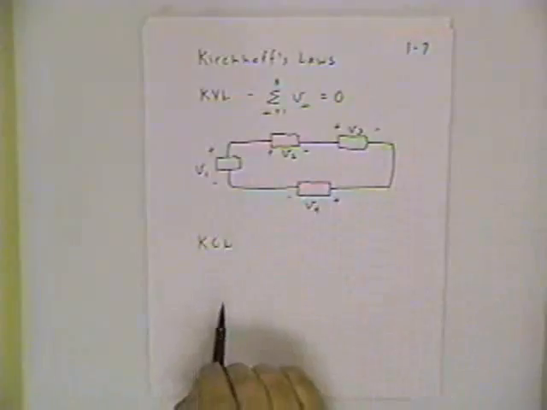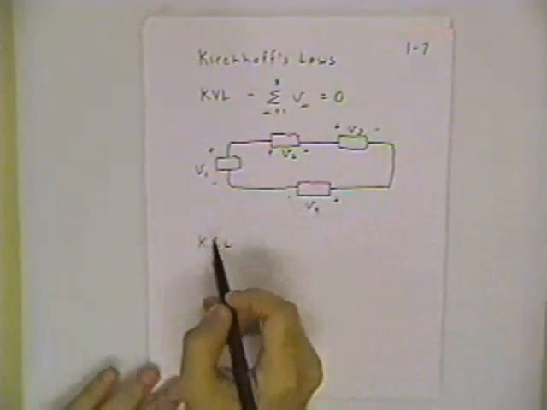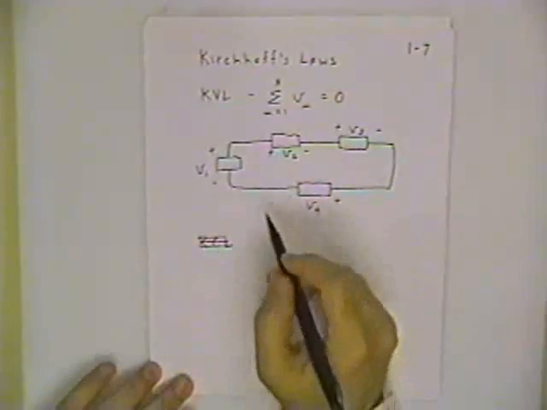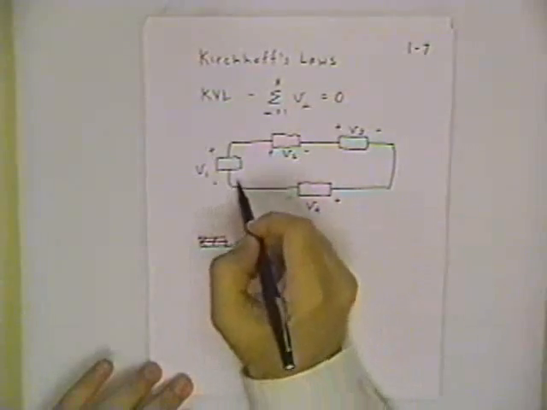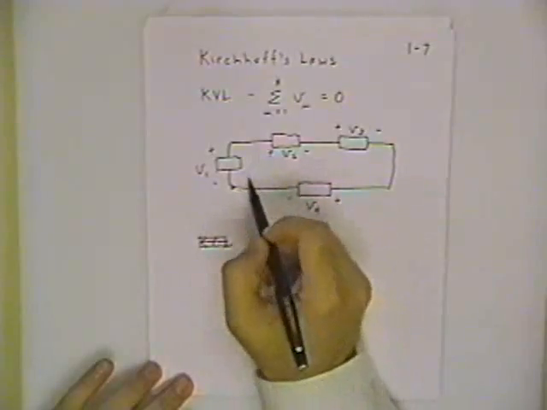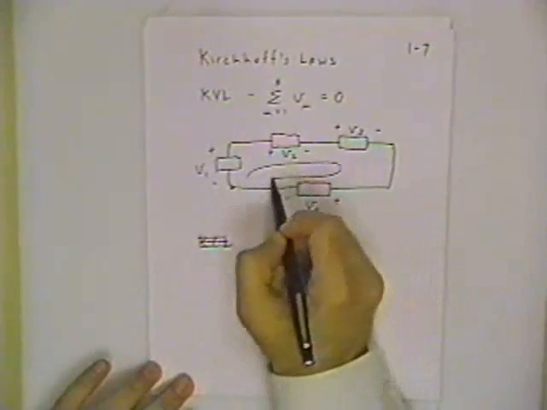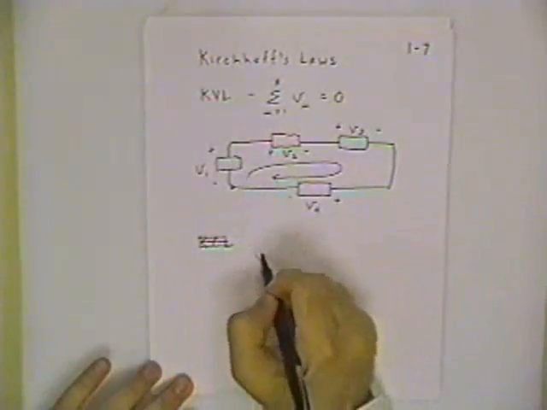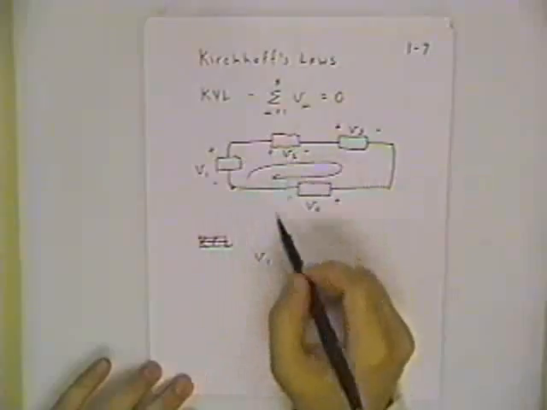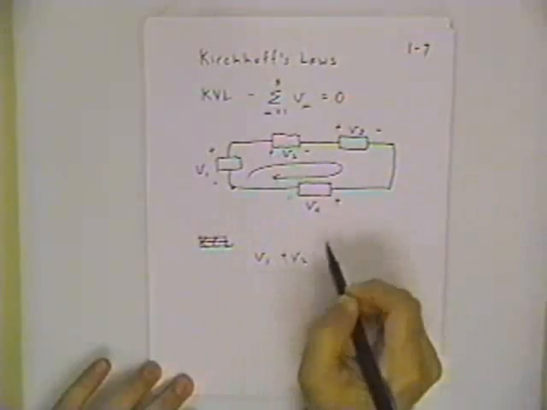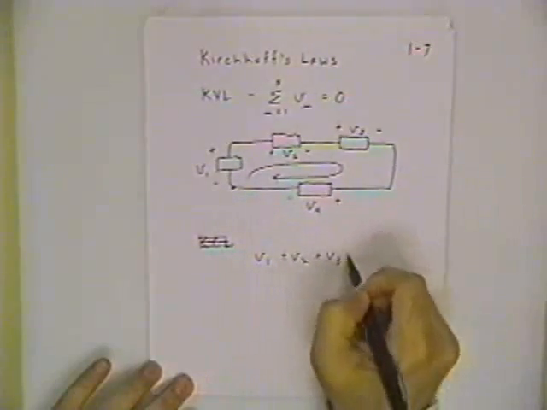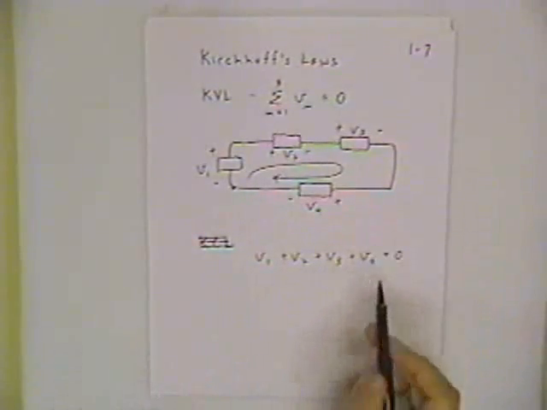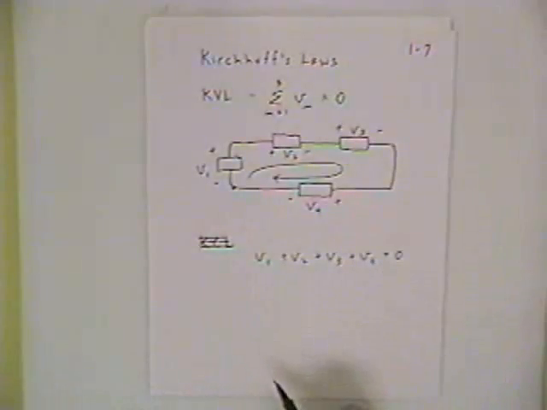And there's an alternate way. There are actually two ways. In fact, I'll continue with the current law on the next sheet. Need more room for this. One way is to start at a particular node and say, let's go around this loop in a clockwise fashion. So let's go around the loop this way. Going through the first element, I pick up V1 volts. Through the next element, I pick up V2 volts, and so on. And the Kirchhoff law says this has to sum to 0.